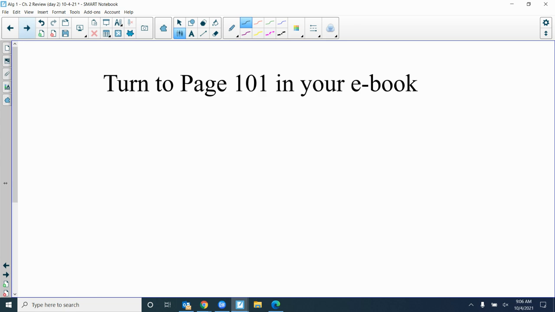Once you've looked through it, if you're done, turn to page 101 in your ebook. So get your laptop out, and we're going to go to the ebook. I'll show you how if you need to, because there are some pretty good resources on here. It's in your regular book as well, but there's one thing you can access on the ebook that's a little bit different.